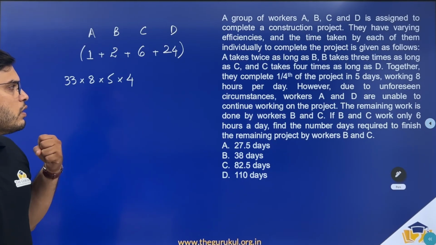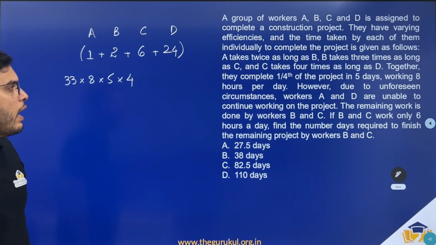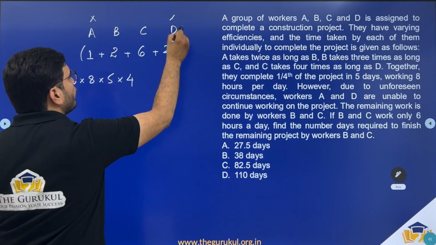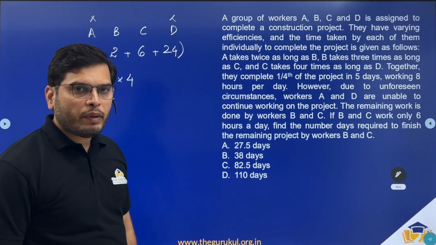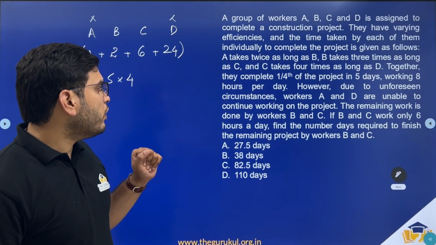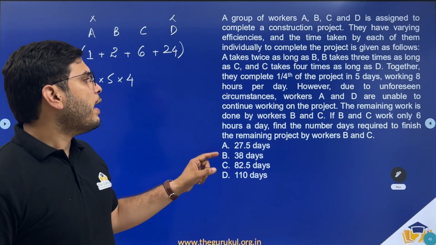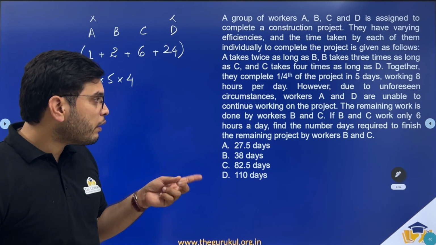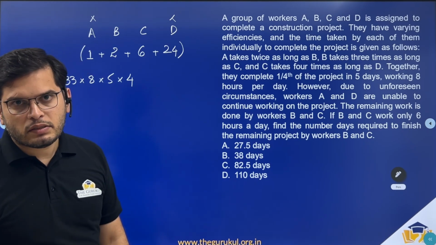However, due to unforeseen circumstances, workers A and D are unable to continue working on the project. So after completing 1/4 of the work, you do not have A and D working with B and C, right? The remaining work is done by workers B and C. And if B and C work only 6 hours a day, find the number of days required to finish the remaining project by workers B and C, right?